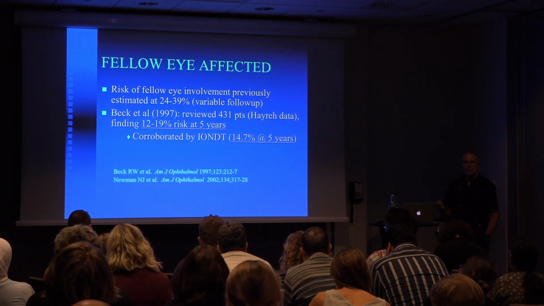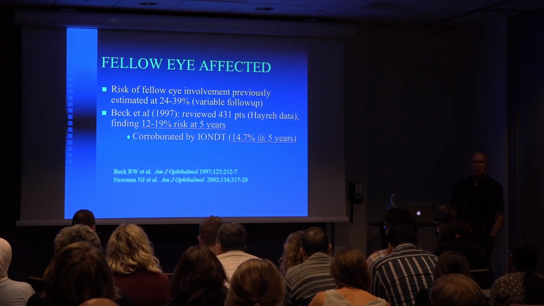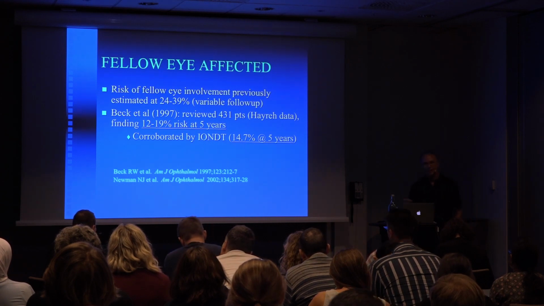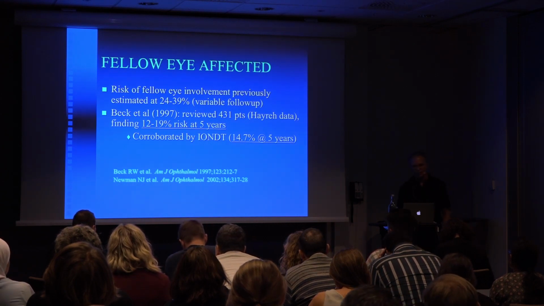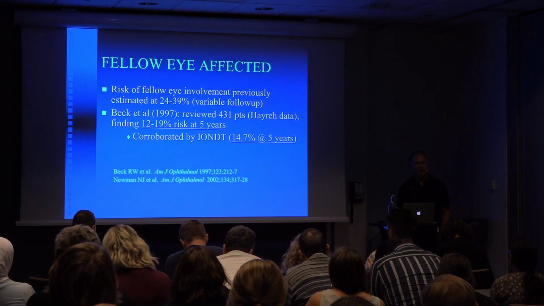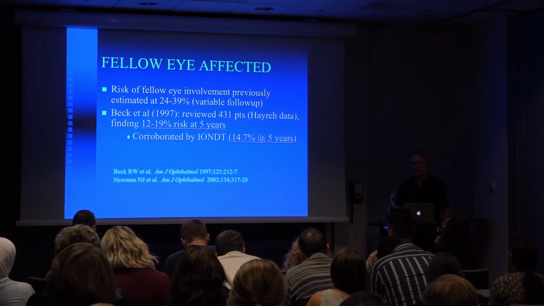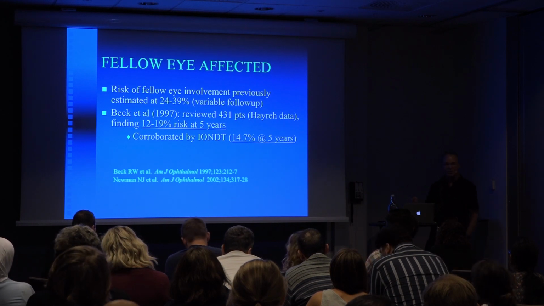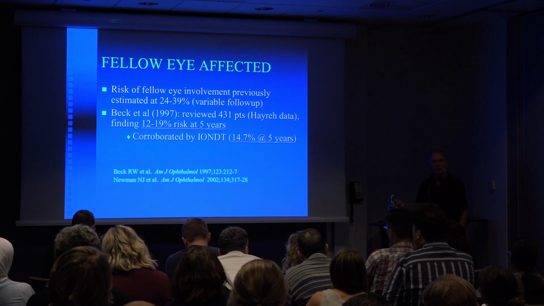So what about the fellow eye? I said earlier that all the patients want to know, doc, what's going to happen with my other eye? So the risk of fellow eye involvement has been estimated up to 40% or so, and it depends on sort of how long you follow the patients as to giving an idea what's the chance that other eye is going to be involved. But the two major studies recently looking at this both came up with about the same thing.